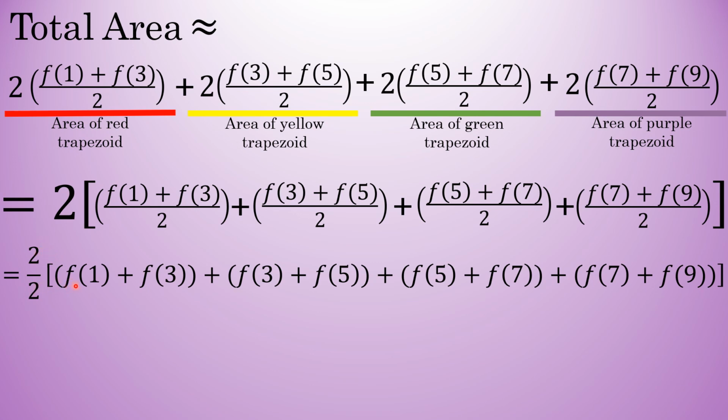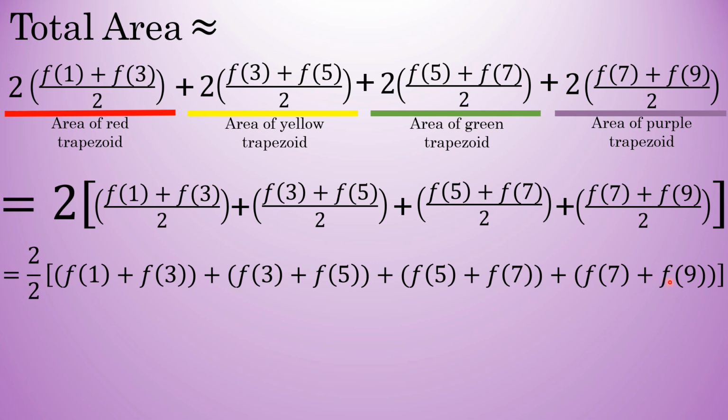We have 2 over 2 times the quantity of, and then in parentheses the 2 terms from the numerator of the red trapezoid, f of 1 plus f of 3, plus the 2 terms from the yellow trapezoid's numerator, f of 3 plus f of 5, the green trapezoid, f of 5 plus f of 7, and the purple trapezoid's numerator, f of 7 plus f of 9.